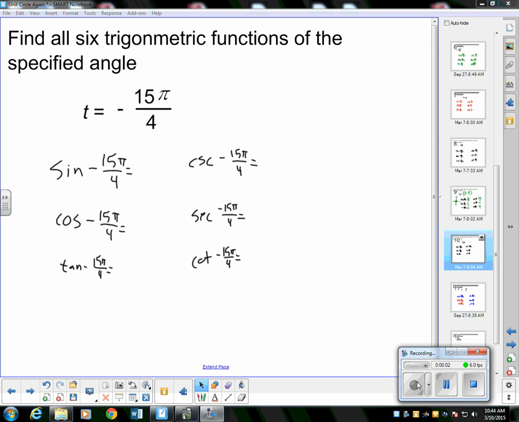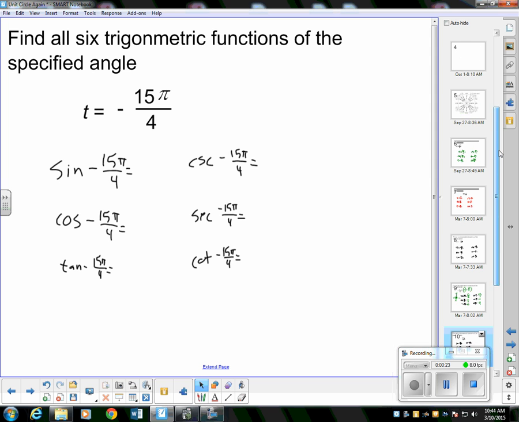Okay, so the question here is to find all 6 trigonometric functions of a specified angle. The angle is negative 15 pi over 4. And it's assumed that we're going to find exact values. And again, the whole idea behind this is we find exact values when we know coordinates of angles.